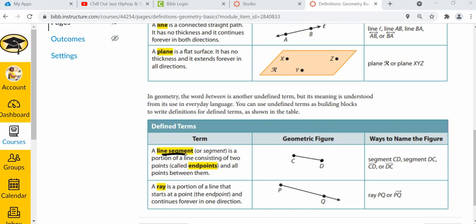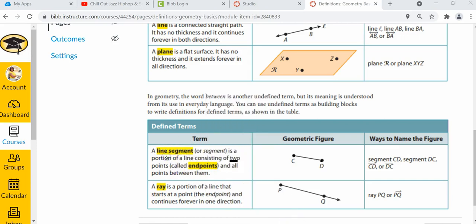So go ahead and write the definition of a line segment. A line segment is a portion of a line with 2 endpoints and all the points in between. And then draw your figure and write the different ways in which we can name this line segment.